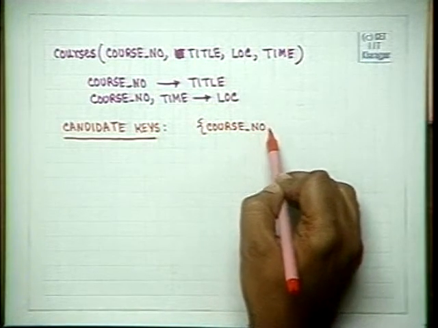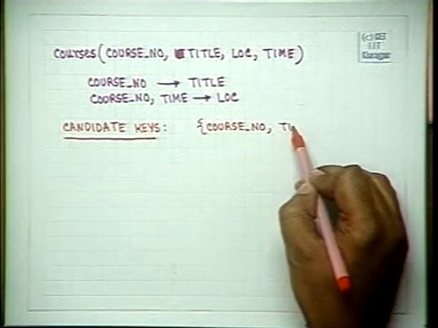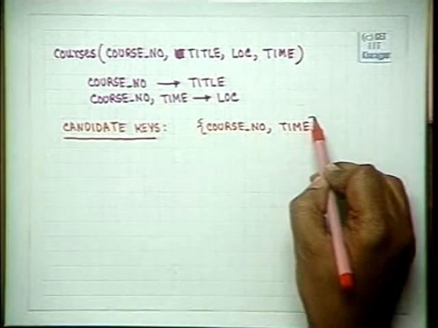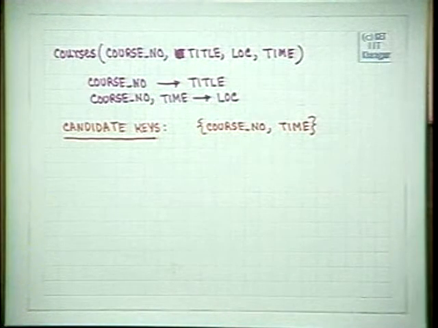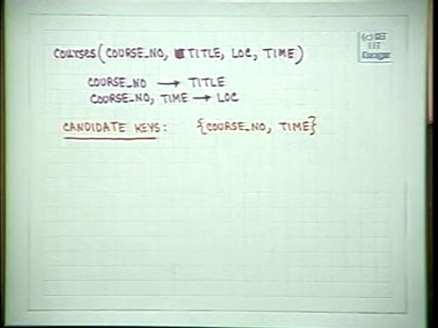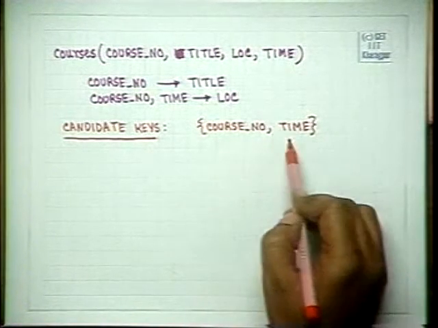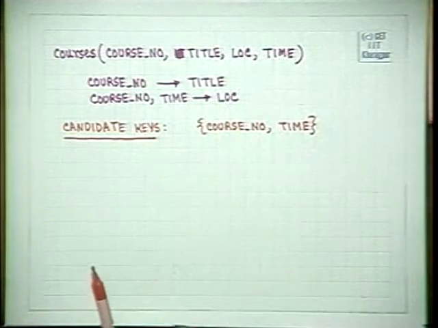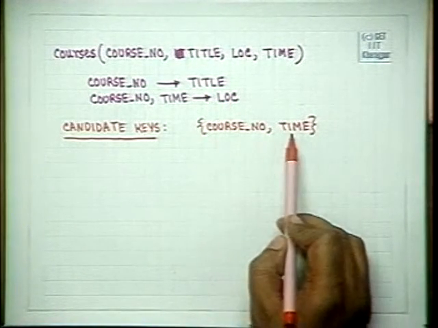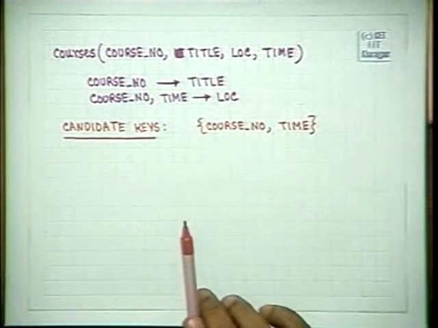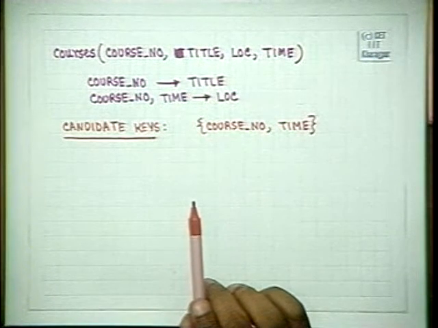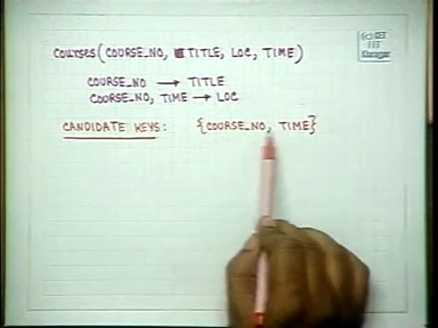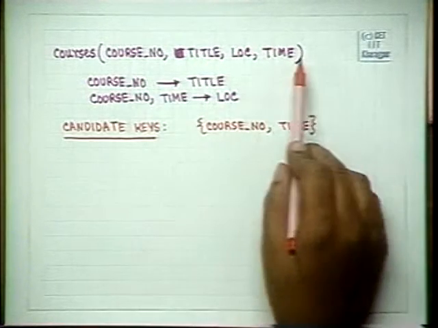Course number and time is a candidate key, because if you take the closure of course number and time, you will get title and location. You will get course number, time, and also title and location. So if you take the closure of this attribute set, you will get all the other attributes.